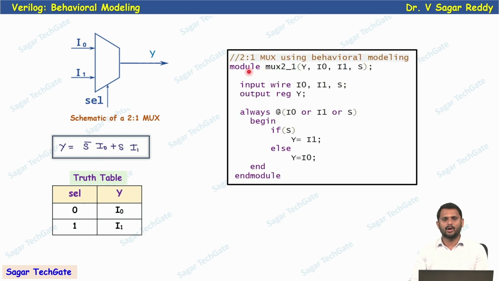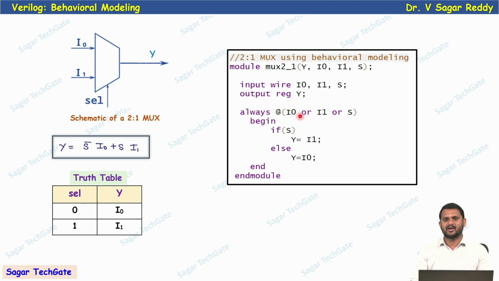In behavioral modeling, we write the module name and the ports. Declare I0, I1 and s as inputs, and output reg y. You should declare the inputs as wire type, and the output as reg type, because y is used on the left-hand side inside the always block. Clear? So always @ I0 or I1 or s. We can write I0, comma, I1, comma, s, or I0 or I1 or s, or simply a star, always @ star. In that case, it automatically takes the whole sensitivity list.